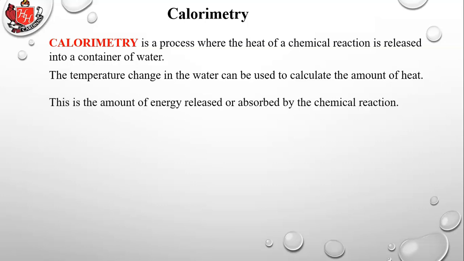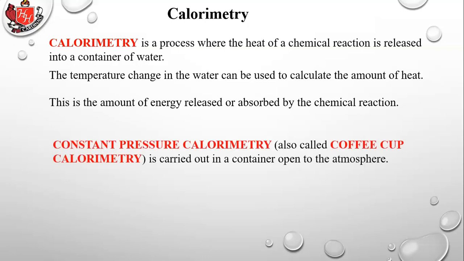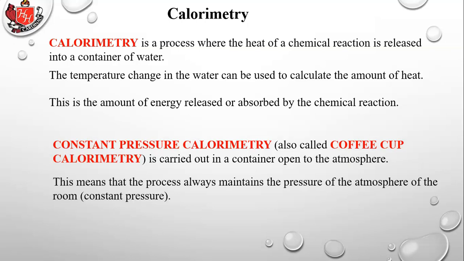So this is the amount of energy released or absorbed by a chemical reaction. Constant pressure calorimetry, also called coffee cup calorimetry, is carried out in a container open to the atmosphere. This means that the process always maintains the pressure of the atmosphere of the room. So if it's carried out at atmospheric pressure, it's not causing anything to move. It's not causing any work to be done. The pressure will always stay the same as the pressure of the atmosphere of the room.